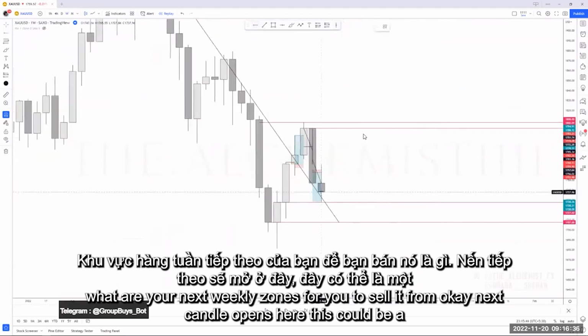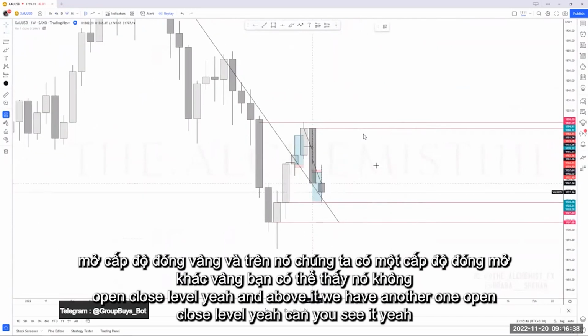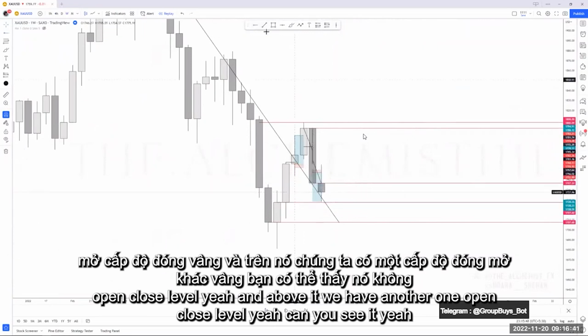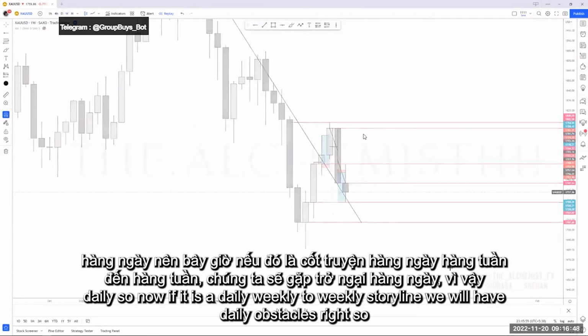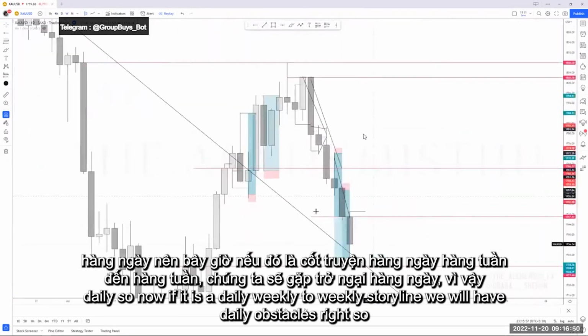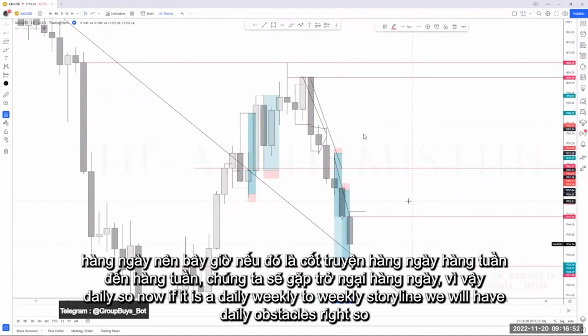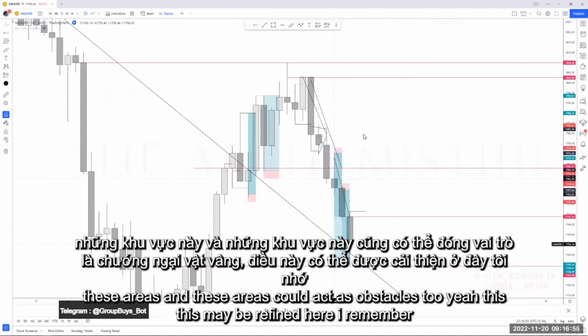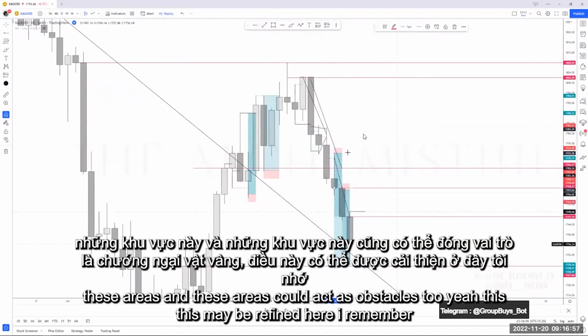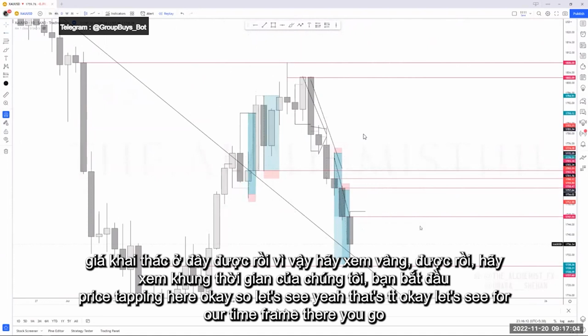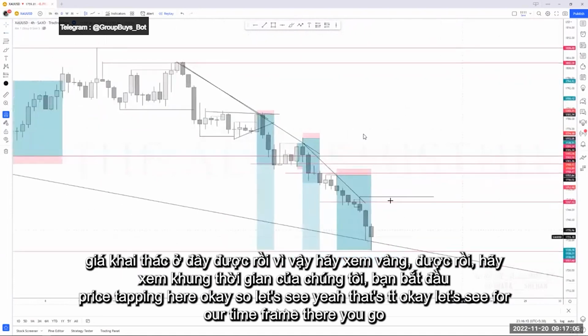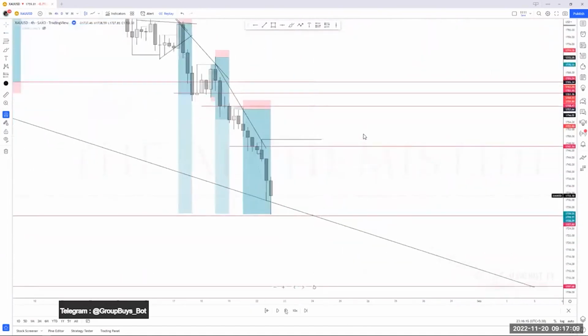Okay, next candle opens here. This could be an open close level. And above it, we have another open close level. Can you see it? So now if it is a weekly to weekly storyline, we will have daily obstacles, right? So these areas and these areas could act as obstacles too. This may be refined here. I remember price tapping here. Okay, so let's see. 4-hour time frame. There we go.